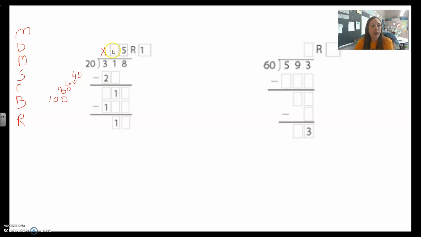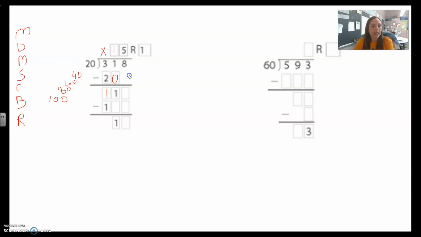I'm going to multiply. 1 times 20 is 20. Well, I have the 2 there, so I'm going to just put the 0 for 20. I need to subtract now. That's what my S stands for. 31 minus 20 is 11. We have the 1 there for us, so I'm going to add the 1 in the tens place. I need to check, is 11 less than 20? It is, so I can keep going.